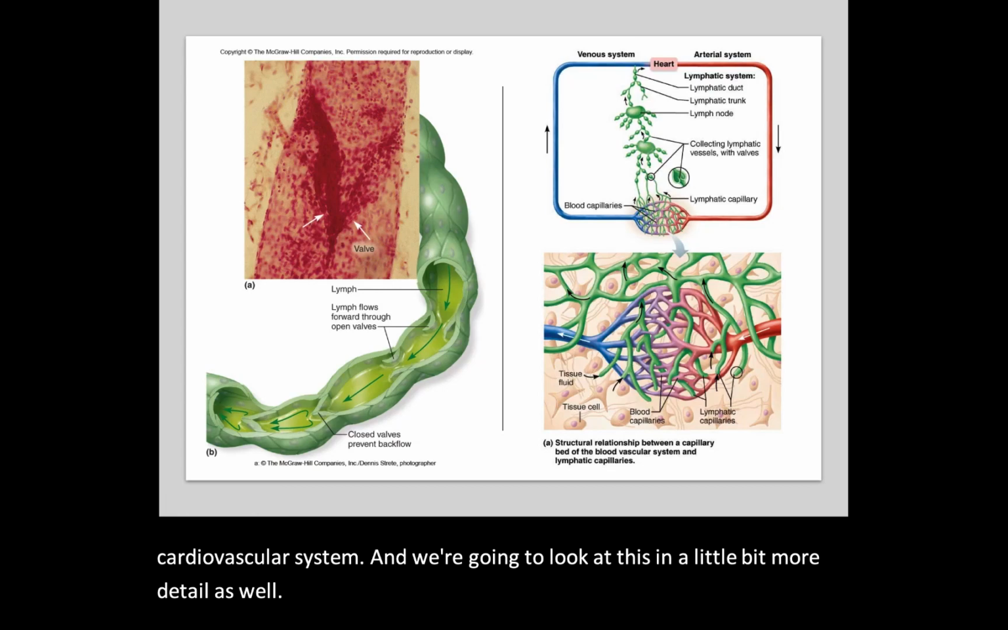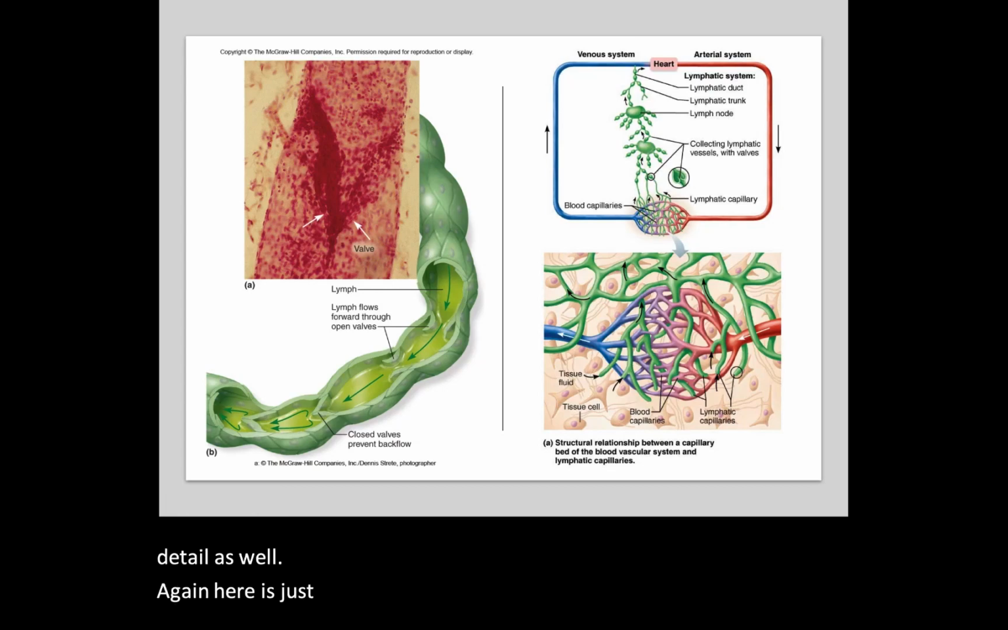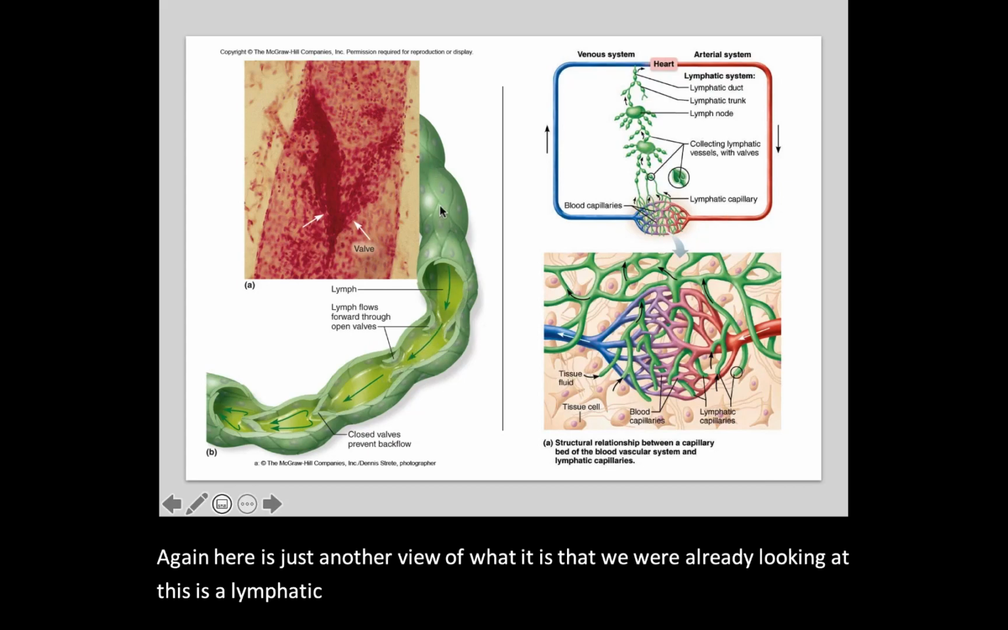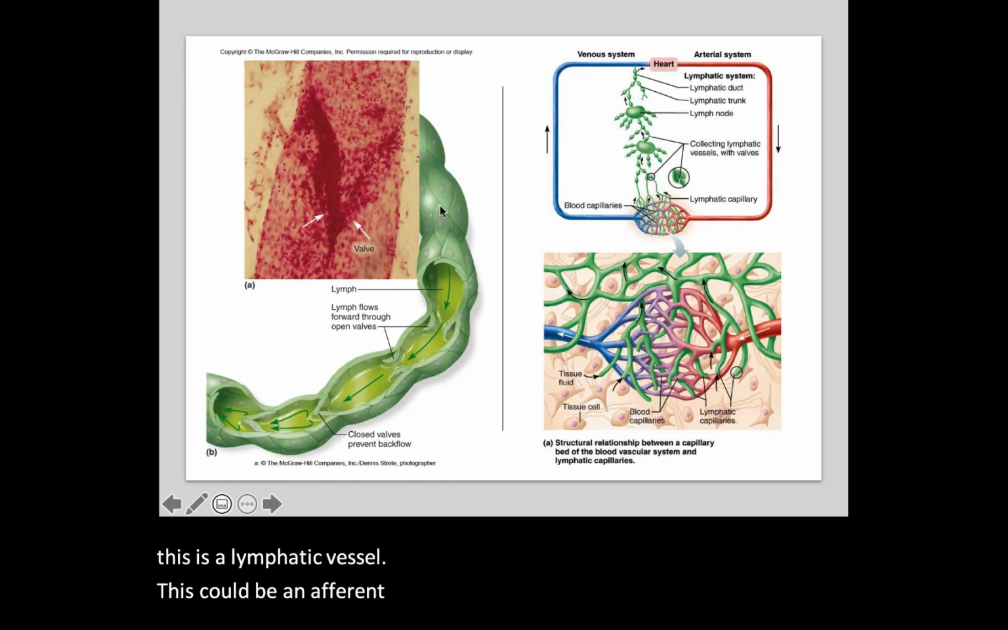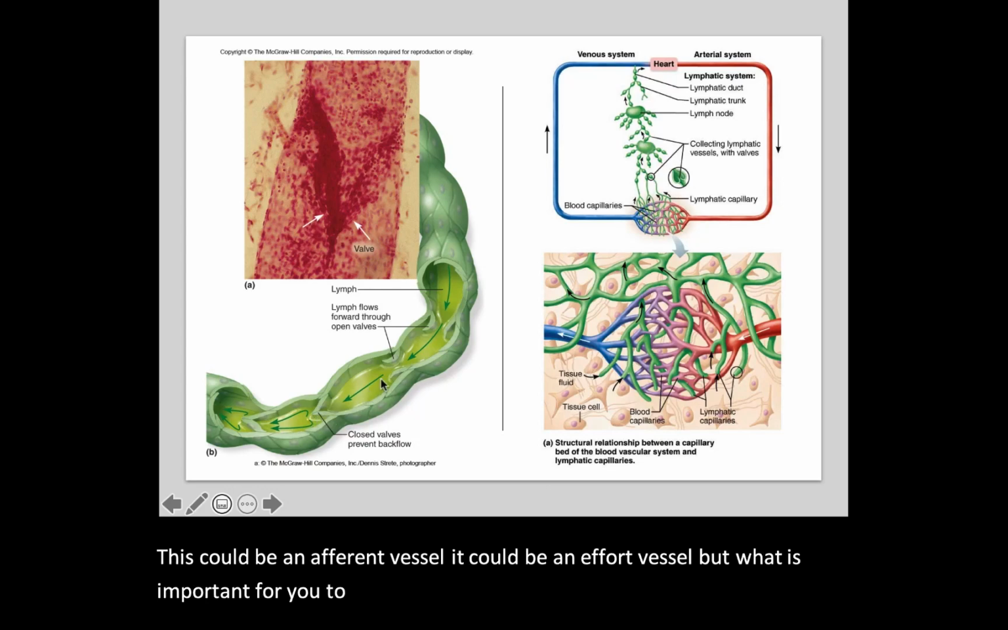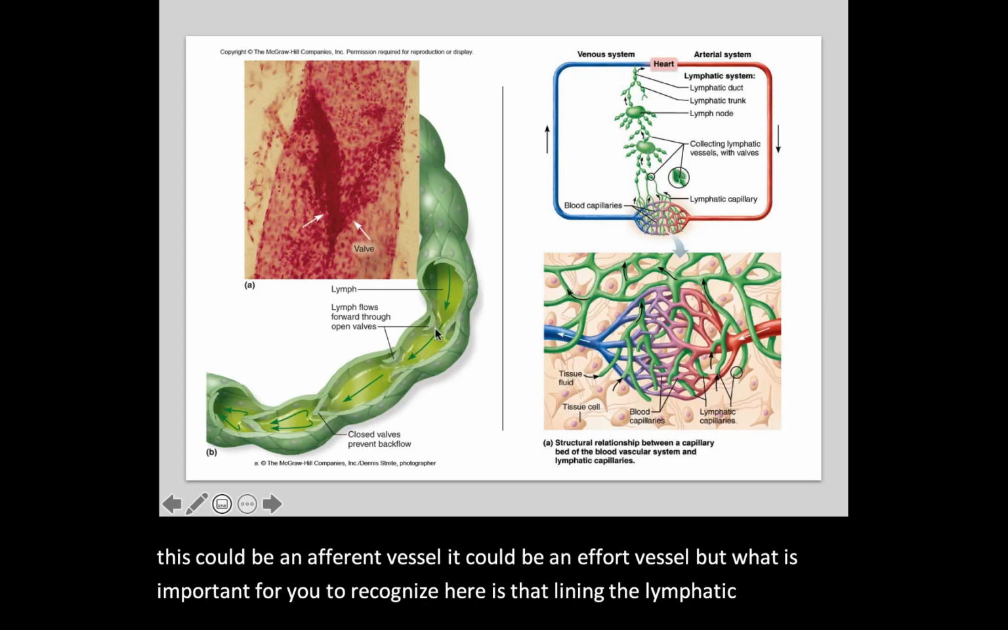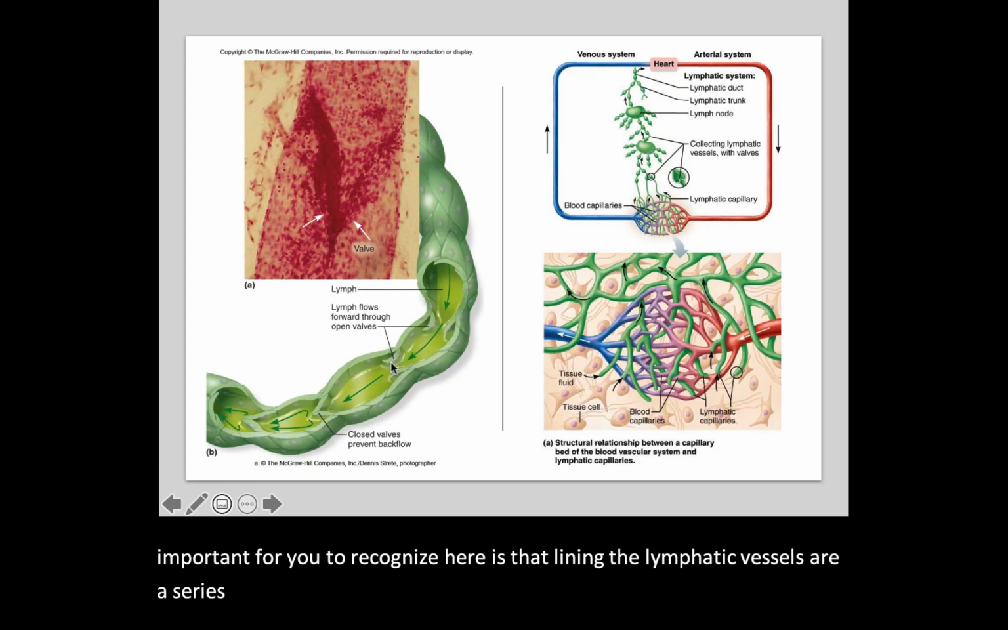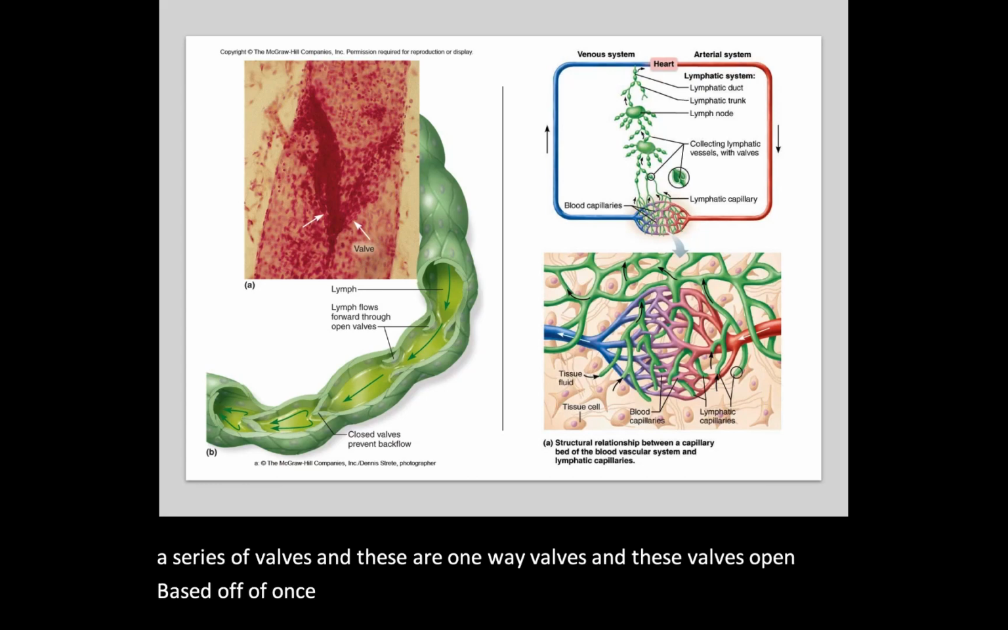Again, here is just another view of what it is that we were already looking at. This is a lymphatic vessel. This could be an afferent vessel, it could be an efferent vessel. But what is important for you to recognize here is that lining the lymphatic vessels are a series of valves. And these are one-way valves. And these valves open based off of, once again, pressure gradients.